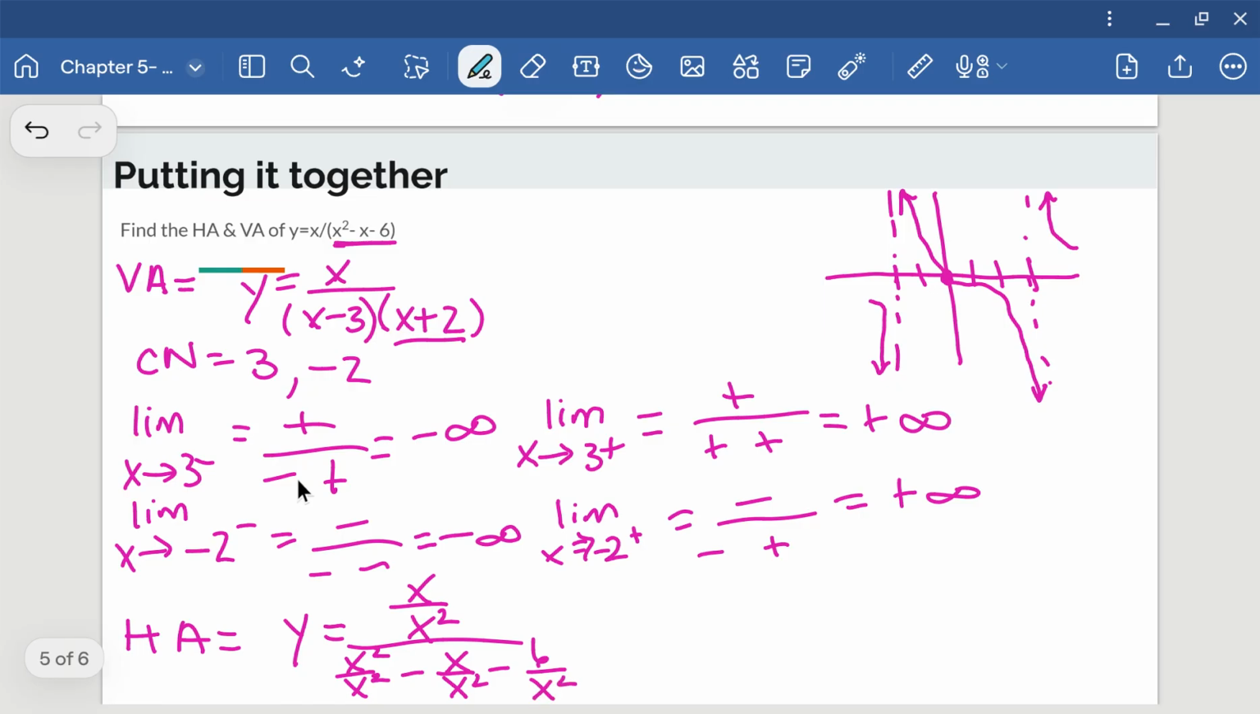We can see some reducing here. So this ends up being 1. This part here will tend towards 0. This will tend towards 0. And the top one, once we reduce it, will also tend towards 0. 0 divided by 1 is just 0. So that means we have a horizontal asymptote happening at 0.